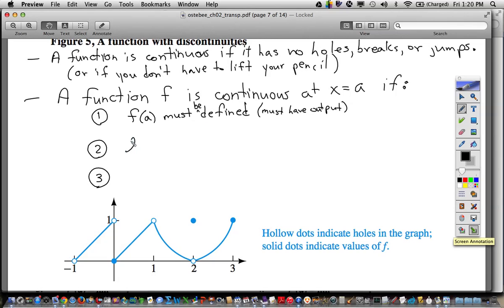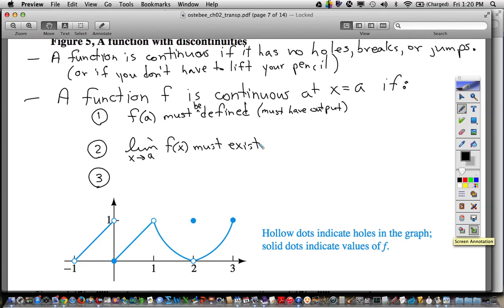All right, here's the second thing. The limit, as x approaches a, of f of x must exist. Now, are there any places on this graph where that fails? At 0. The cars don't meet, right? The limit doesn't exist, the cars don't meet. At 0. What about at 2? There is a limit there, right? There is a limit here.